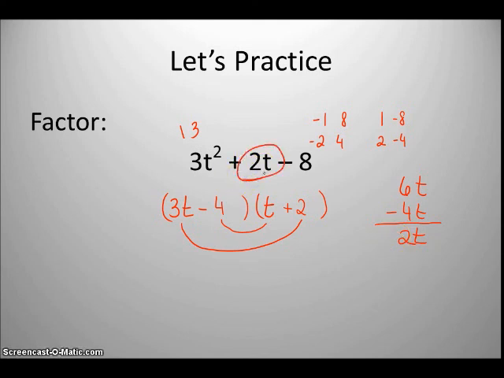So that's my factorization. So when your leading coefficient is not 1, it's much more time consuming. And you're going to find as you do this more and more, you're going to be able to spot it. And you're just going to notice some things, and you're just going to have good intuition when it comes to doing these.